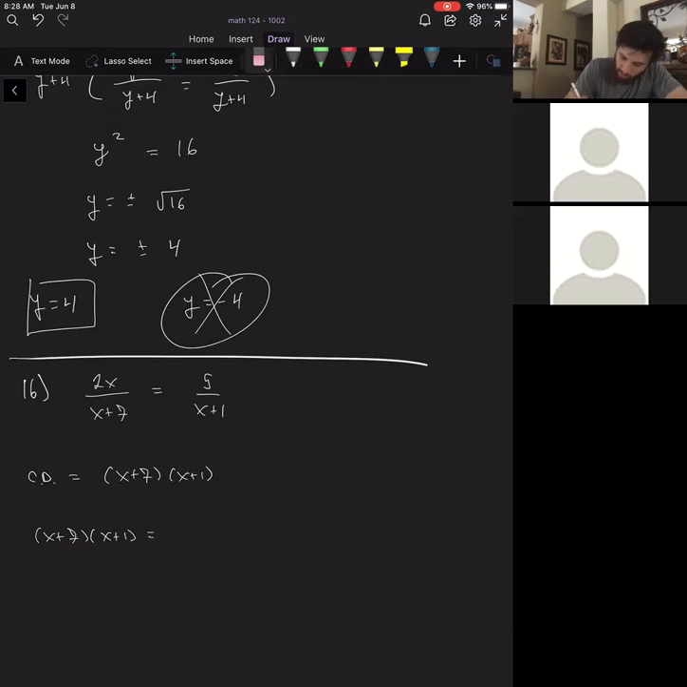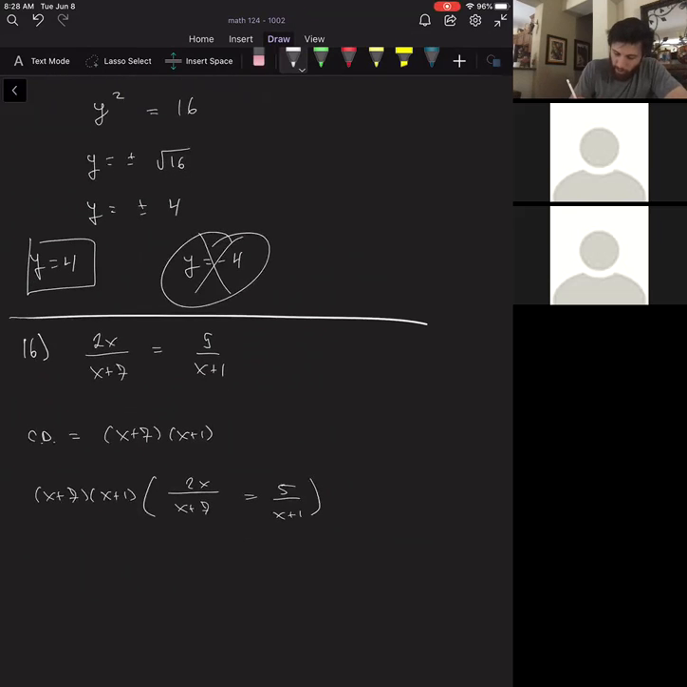Oh, sorry, not equals. And then 2x over x plus 7 equals 5 over x plus 1. So when we multiply on the first bit, the x plus 7's cancel. So we just have x plus 1 times 2x. And on the right-hand side, the x plus 1's cancel. So we just have x plus 7 and then 5.